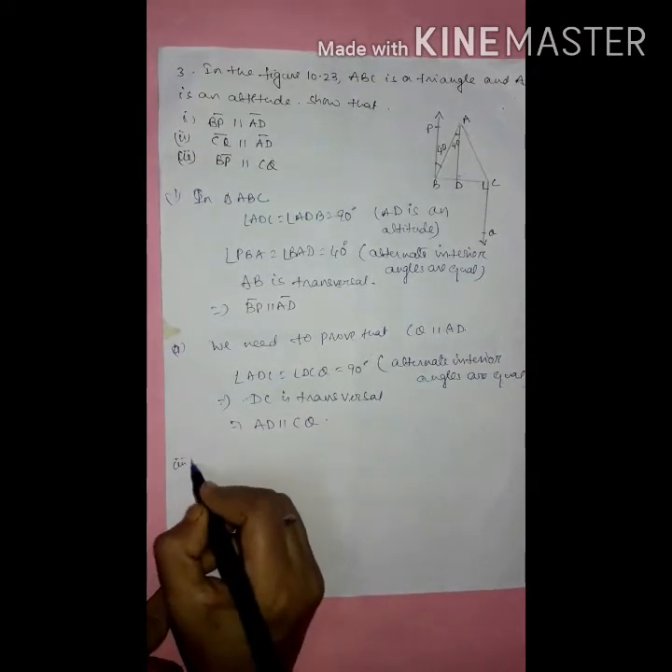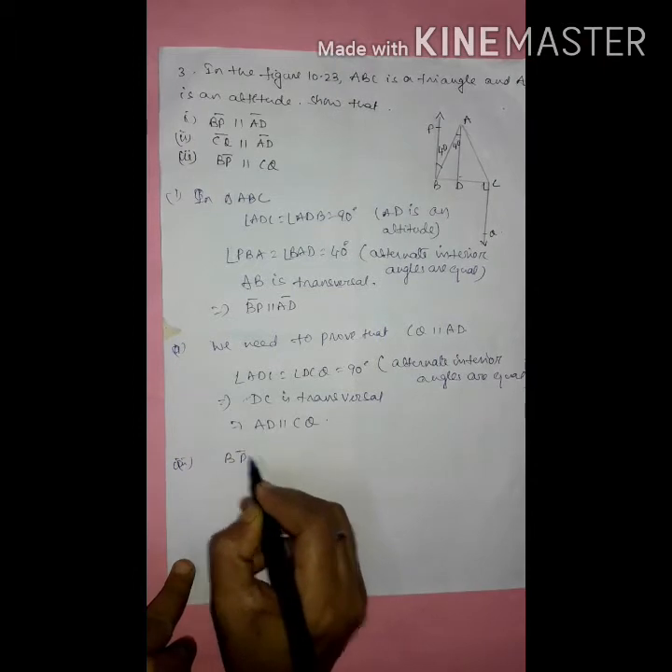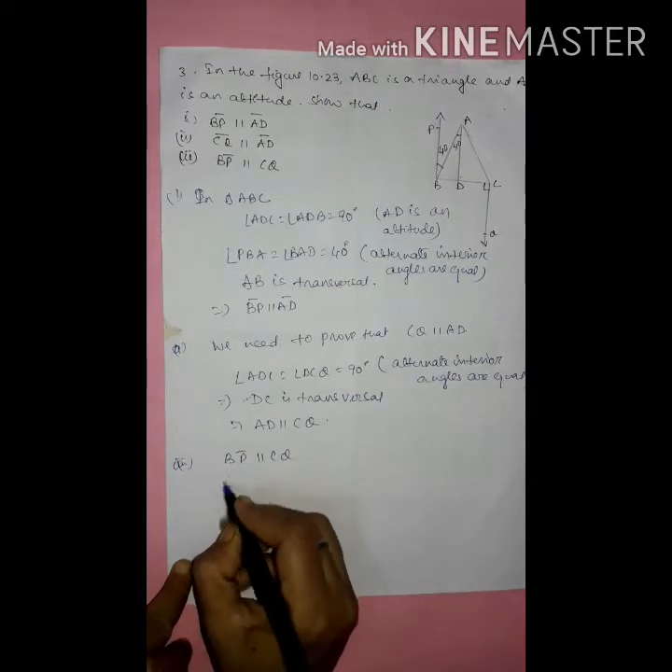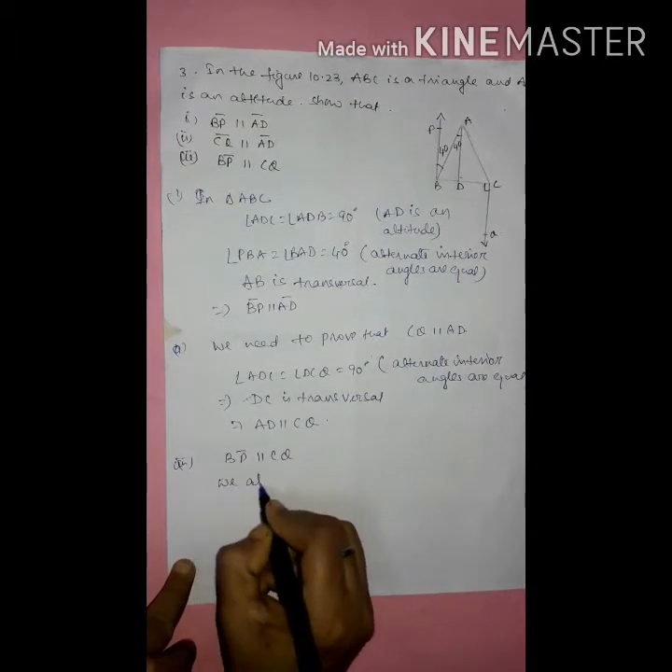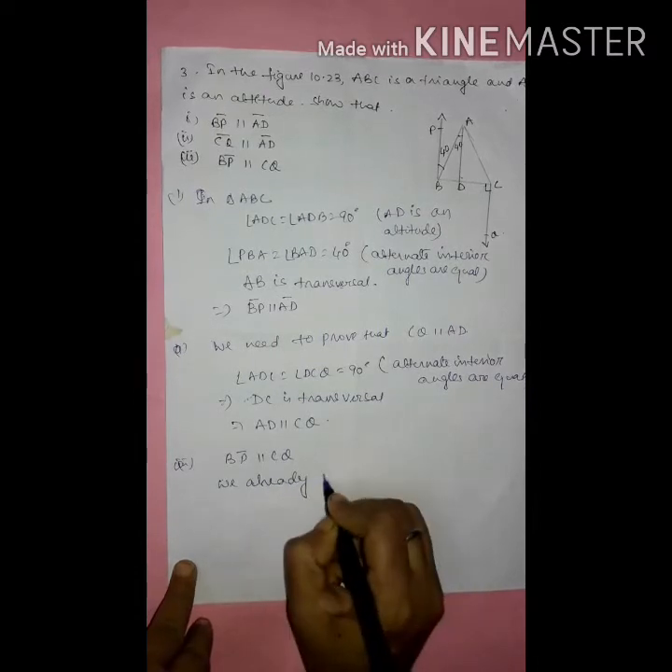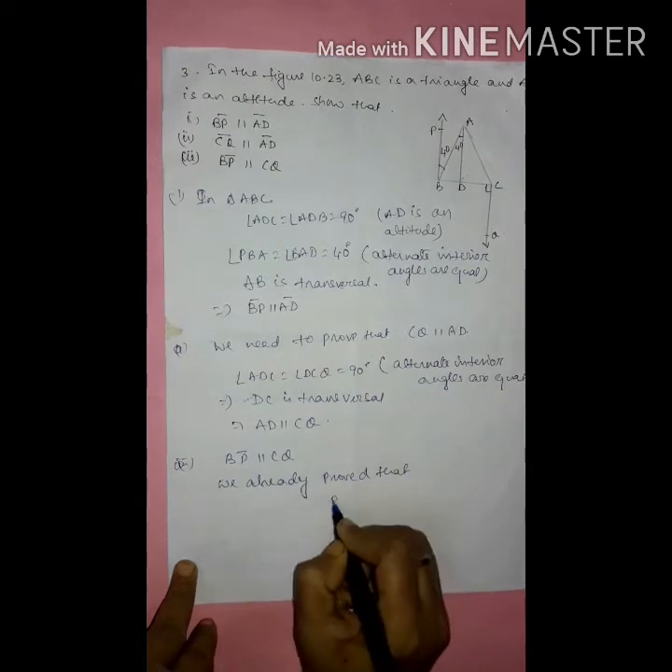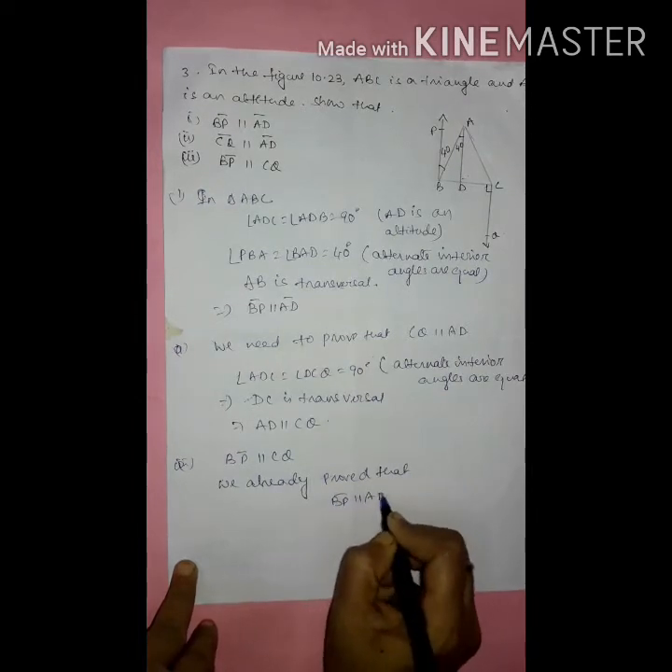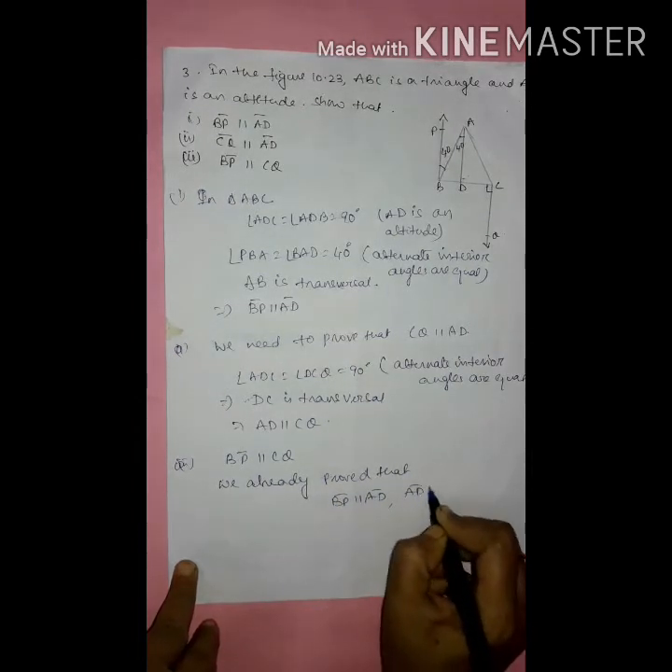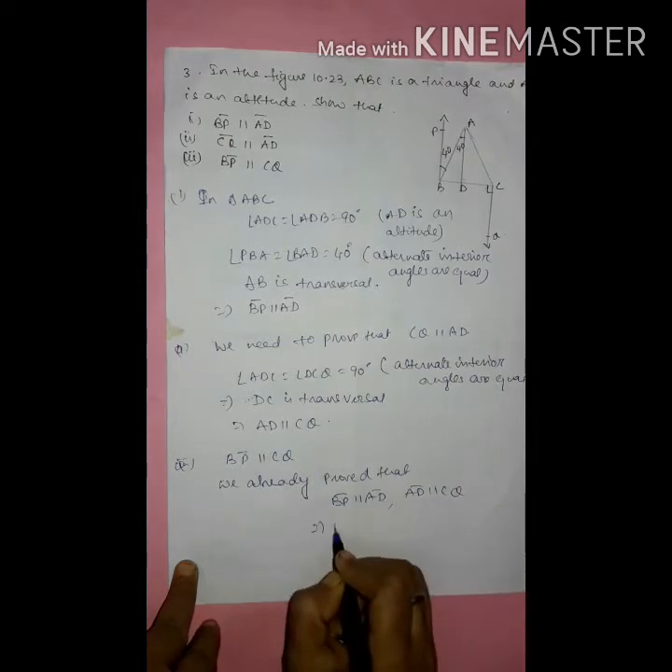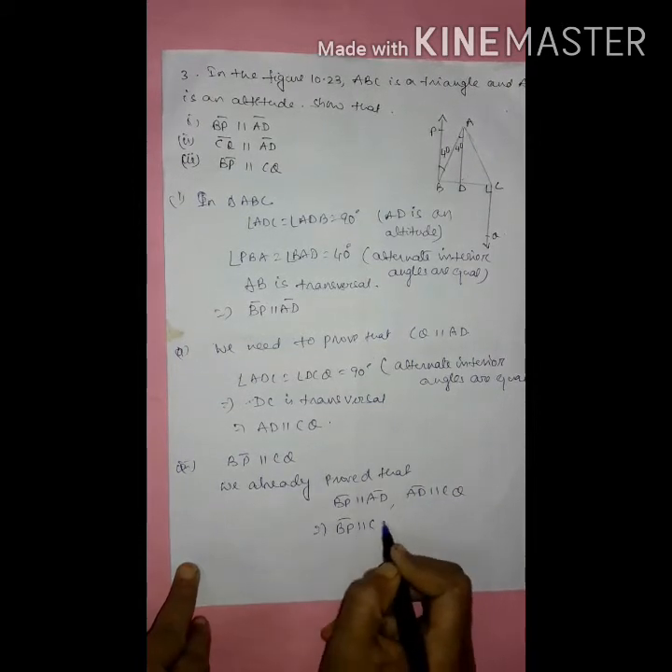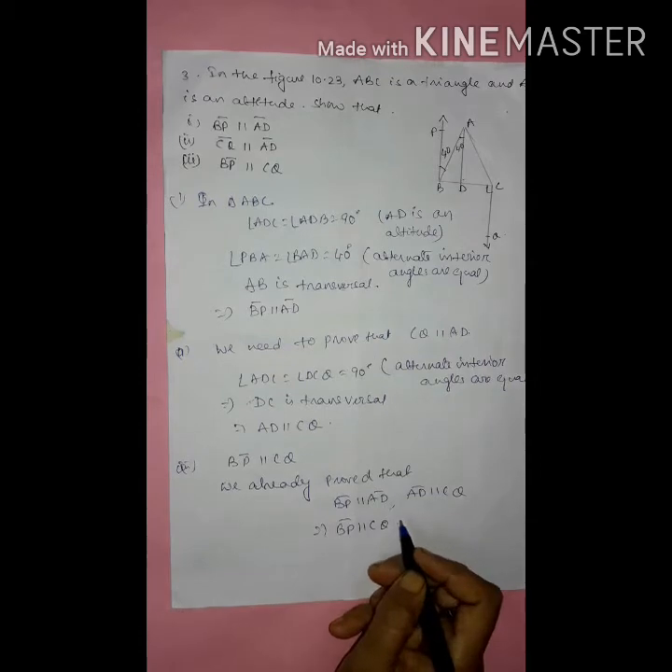Now this is question number 3. BP is parallel to CQ. So it is already proved. We already proved that BP is parallel to AD and AD is parallel to CQ. This implies BP is parallel to CQ. Hence proved.